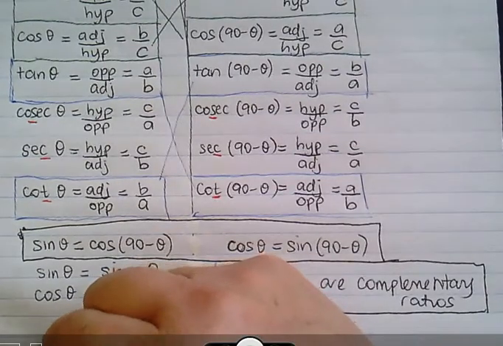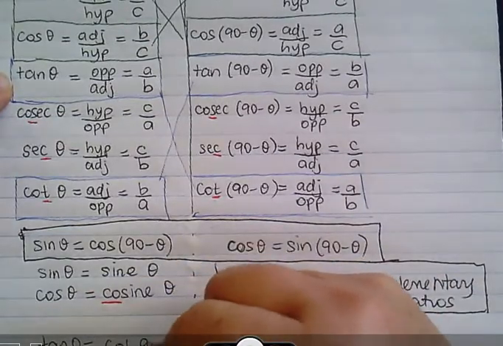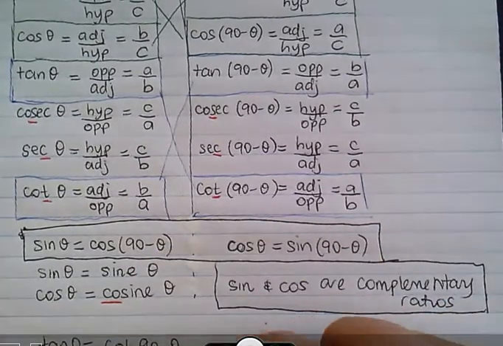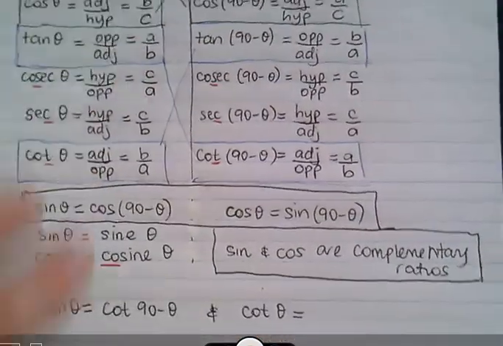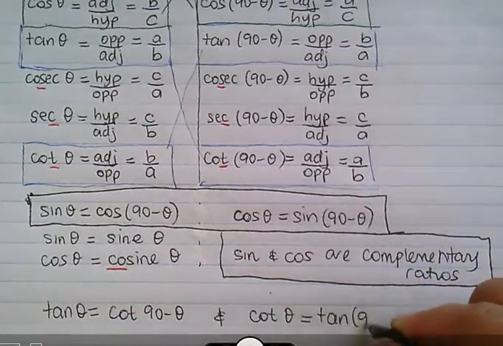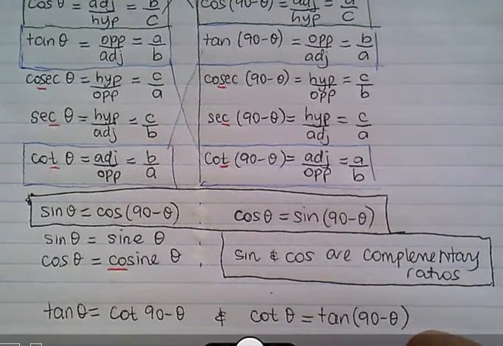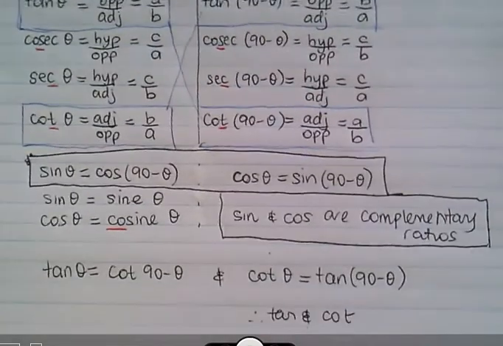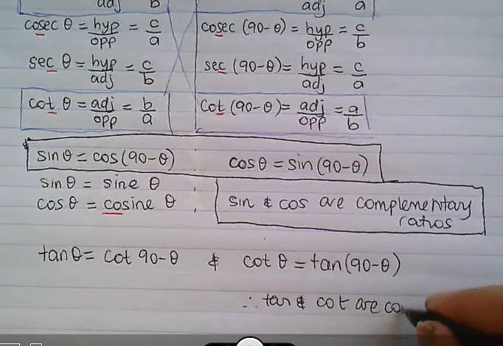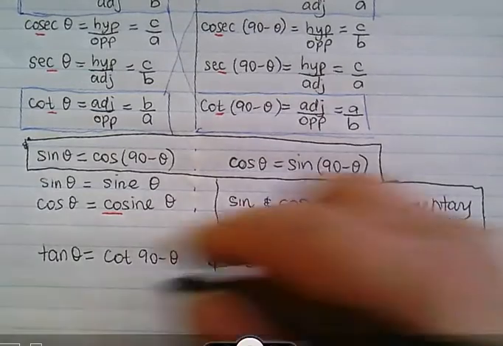So we have that tan theta is A on B. That equals cot of 90 minus theta. But we also know that cot of theta equals tan of 90 minus theta. In other words, tan and cot are complementary ratios. So therefore, tan and cot are complementary ratios, but it is in the names of these as well.